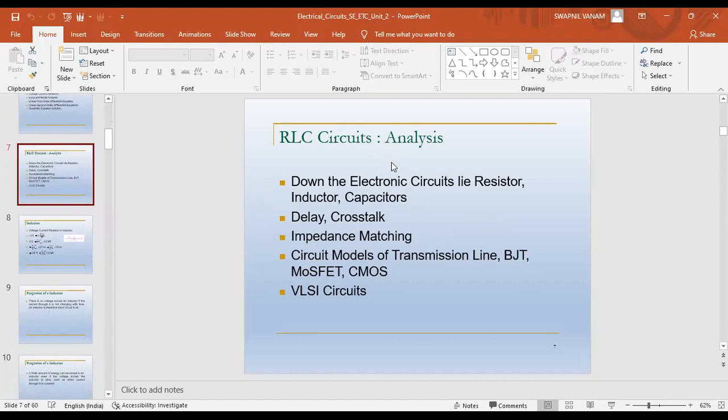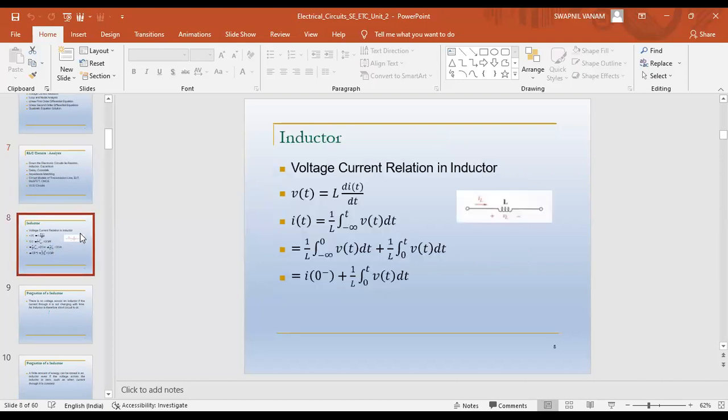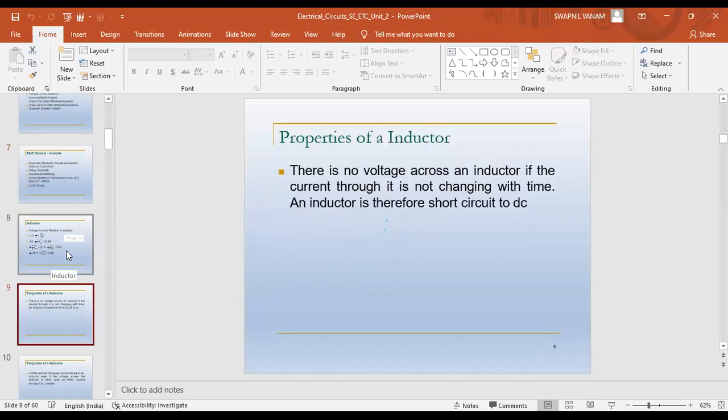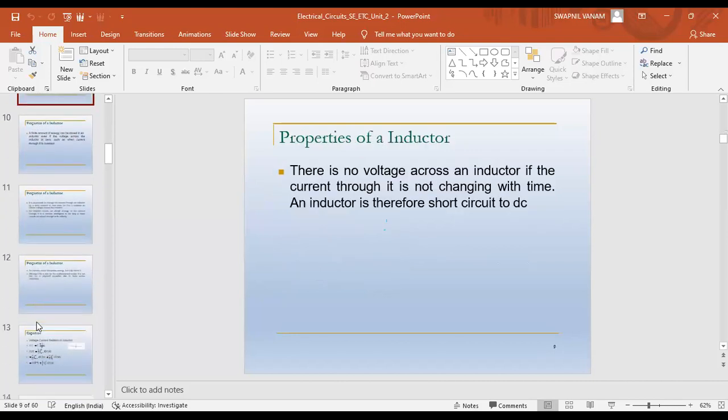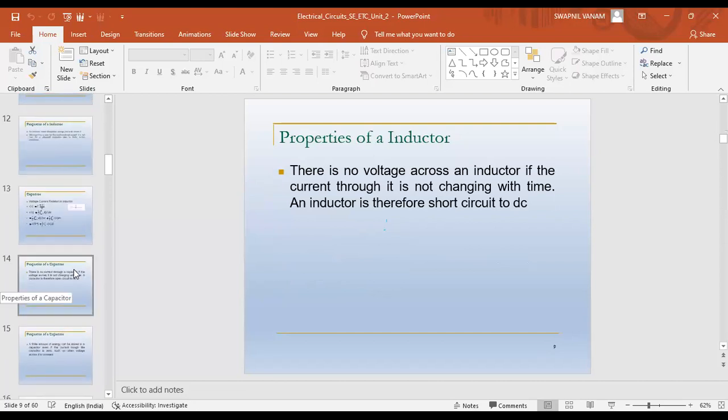After studying this unit, you will be able to identify VLSI circuits and circuit models of the transmission line, BJT, MOSFET, and CMOS. Wherever the basic circuit elements RLC are defined, there you will be applying the theory that you have studied during this unit. So before wasting much more time, we'll start with our unit number 2.